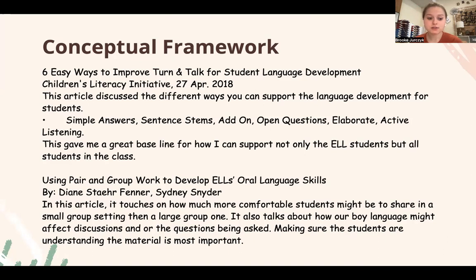So the next article was Using Pair and Group Work to Develop ELLs' Oral Language Skills. In this article, it touched on more of how we can make those students comfortable during those turn and talks that might be a little more nerve-wracking. It talked about how using turn and talks was a great tool because sometimes students feel more uncomfortable during large groups and speaking in front of the entire class. And so making it more of a small group activity for them to share would make them a little more comfortable, knowing that they're only sharing to one other student rather than the 21 that are in our class.